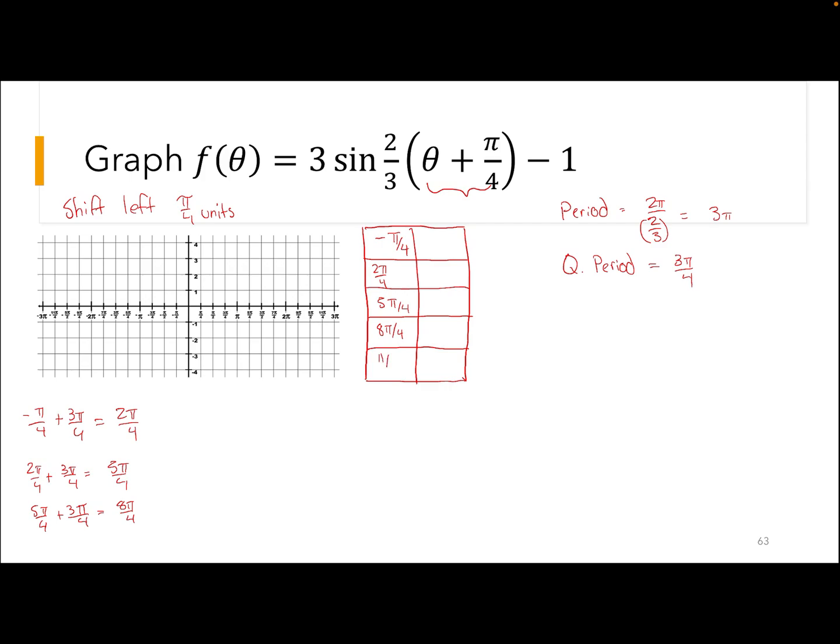And I trust that you believe me when I tell you that the next one is going to be, can I turn it into a pi? We'll say 11 pi divided by 4. So 11 pi over 4.